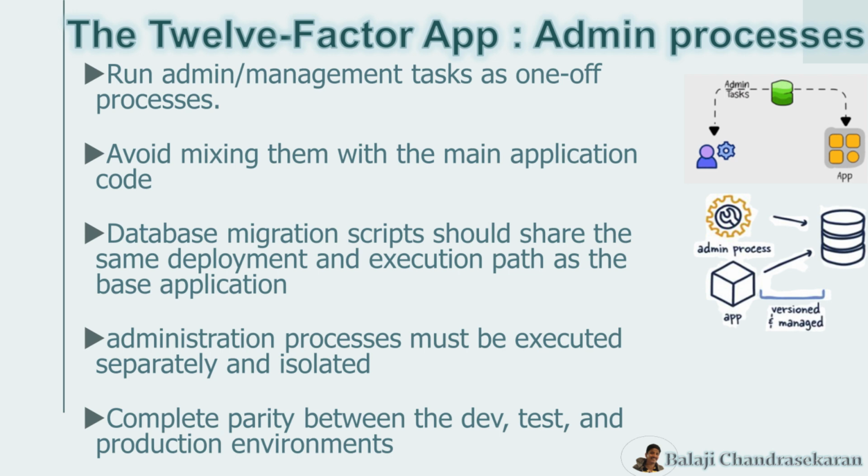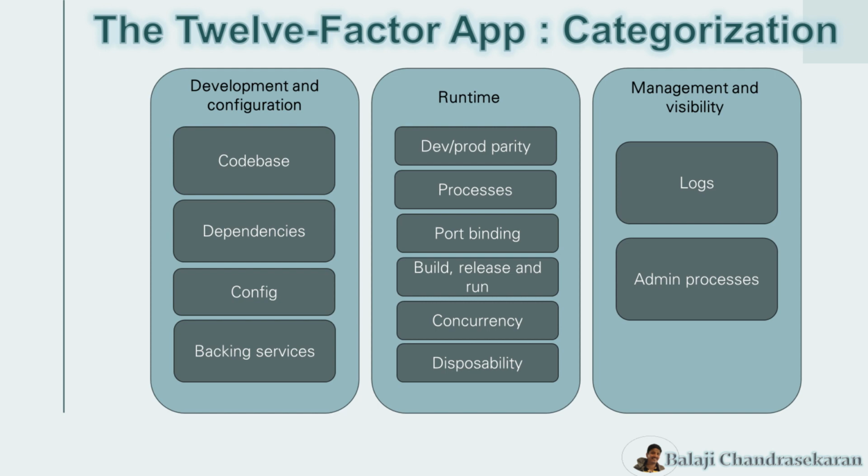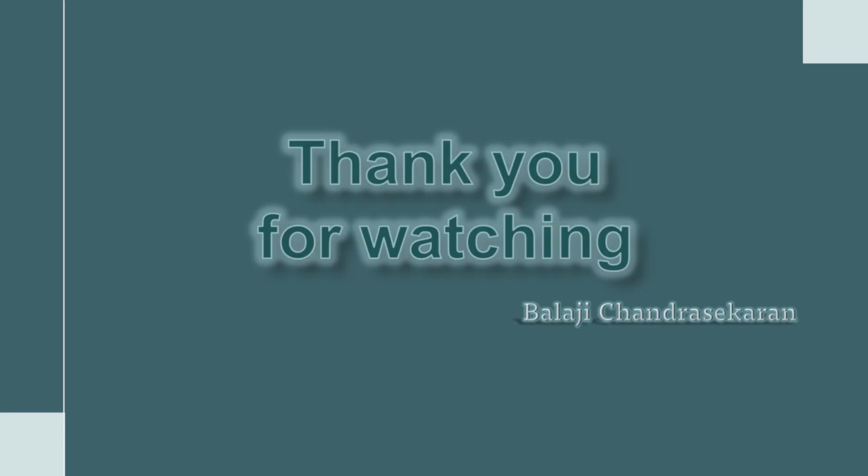Architecture is always evolving, and if there are certain elements of these principles you are not able to meet in the initial phases, don't worry about it. You can make incremental progress and keep measuring the effectiveness of the architecture on a regular basis. For simplicity, these principles can be categorized into three specific areas: development and configuration, runtime, and management and visibility principles. By following these 12 factors, developers can build applications that are easier to develop, deploy, and scale, resulting in more robust and maintainable software systems.